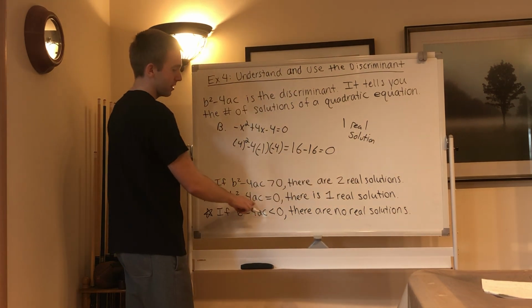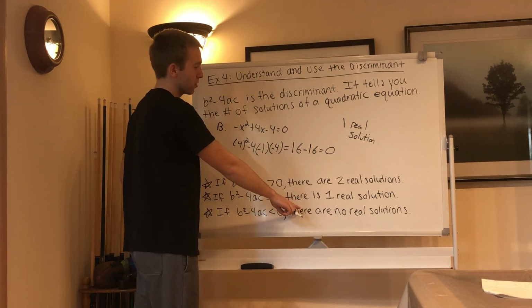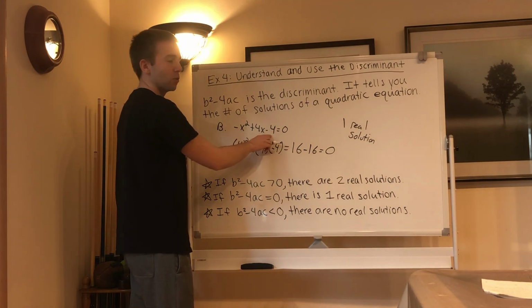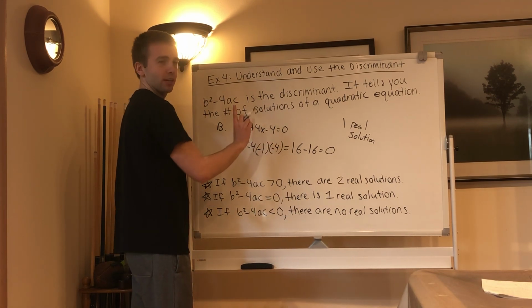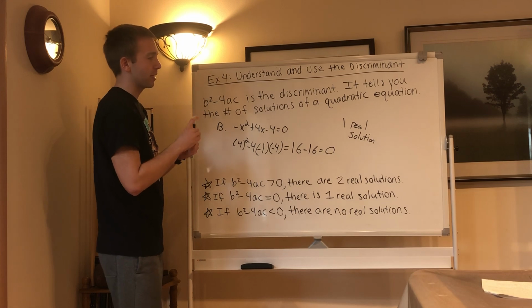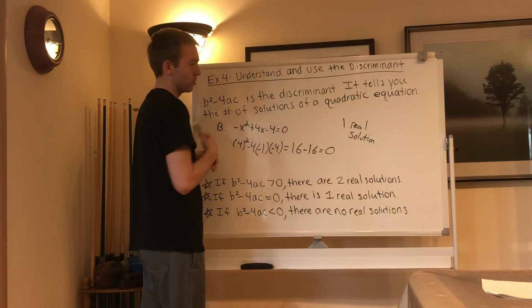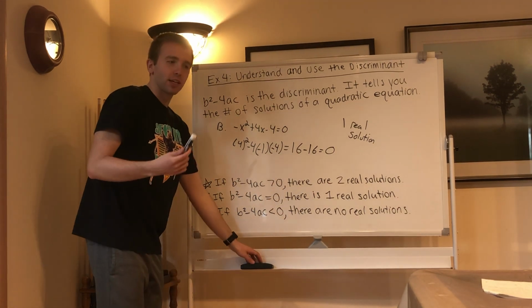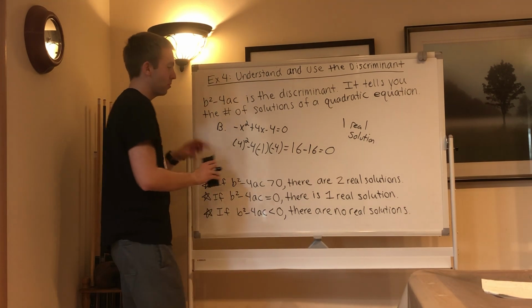Anytime the discriminant is equal to 0, there's 1 real solution. This function would only cross the x-axis once, and that would be at the vertex, meaning there would be 1 real solution to this quadratic. Ms. Teifer is going to come back and do example C with you all now.